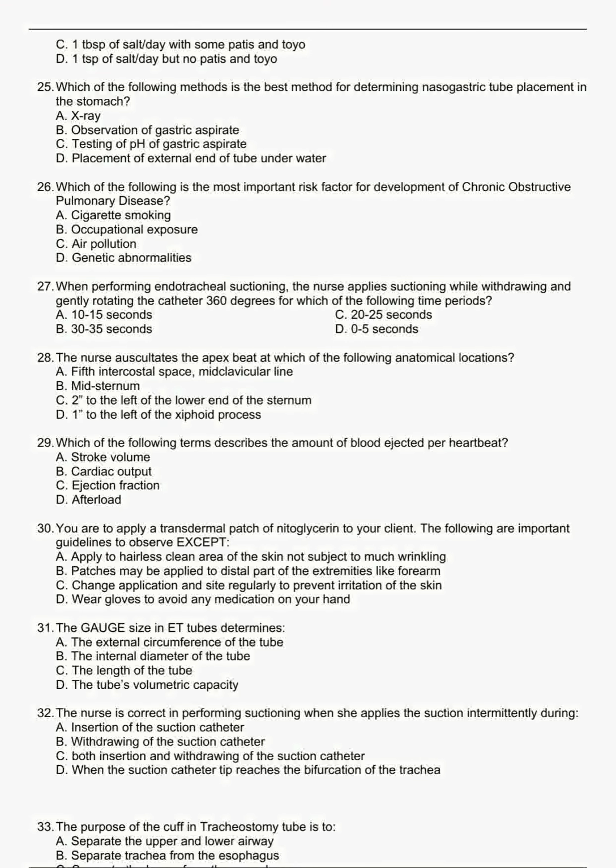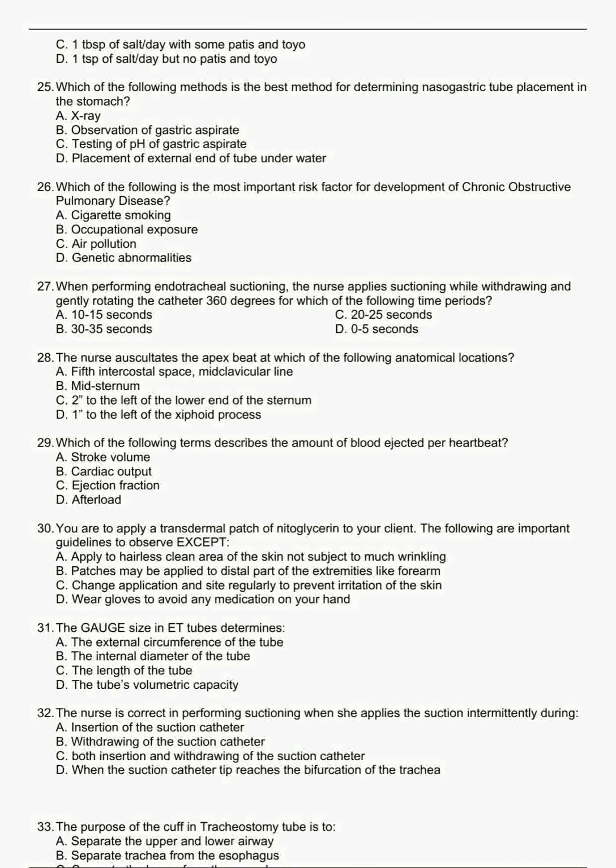31. The gauge size in ET tubes determines: A. The external circumference of the tube. B. The internal diameter of the tube. C. The length of the tube. D. The tube's volumetric capacity.